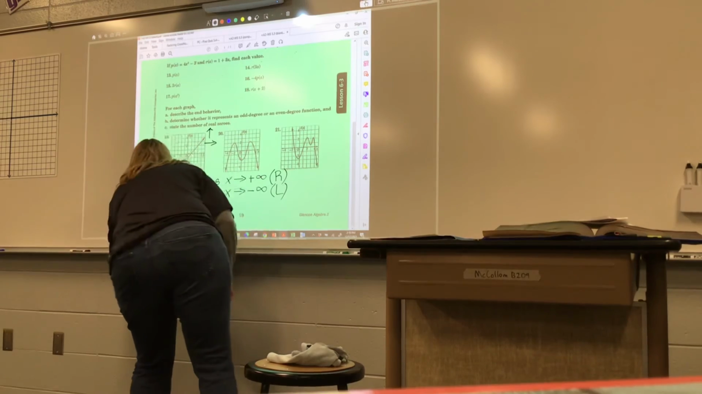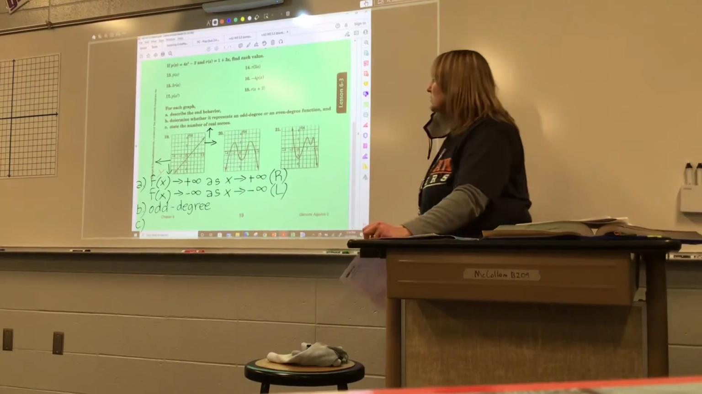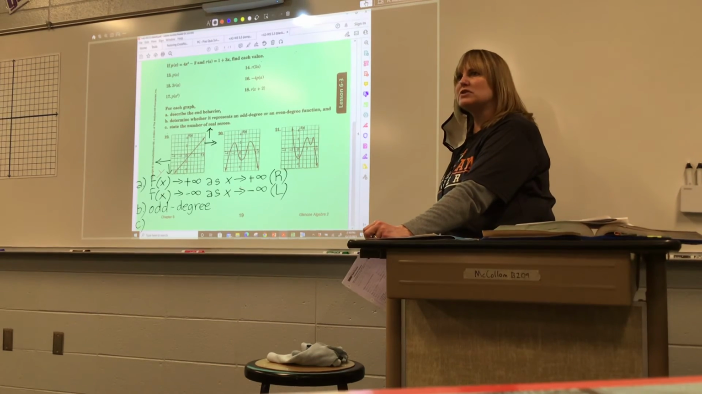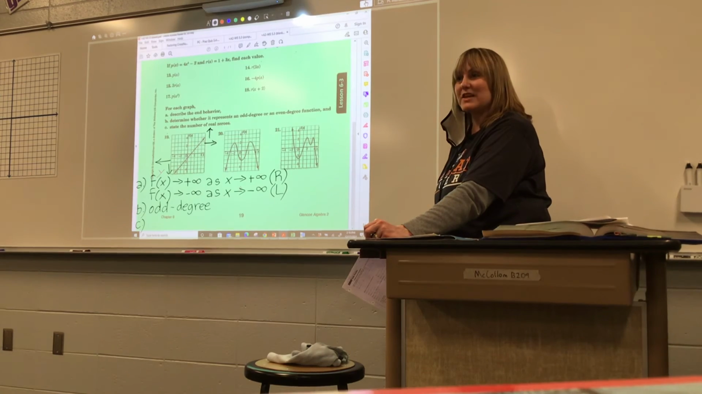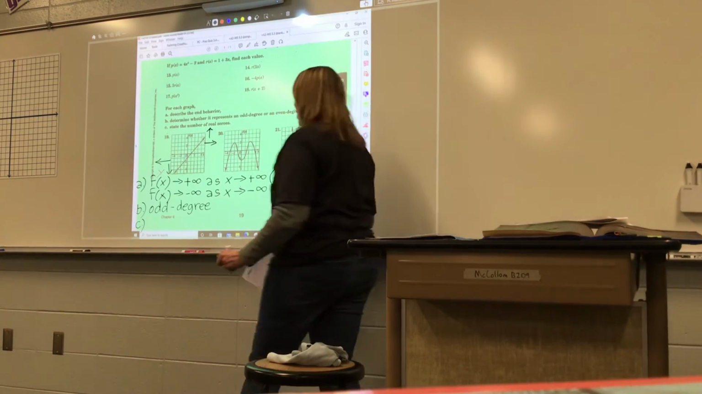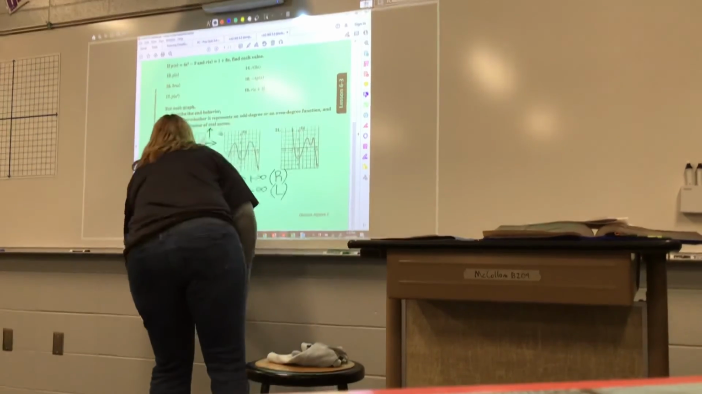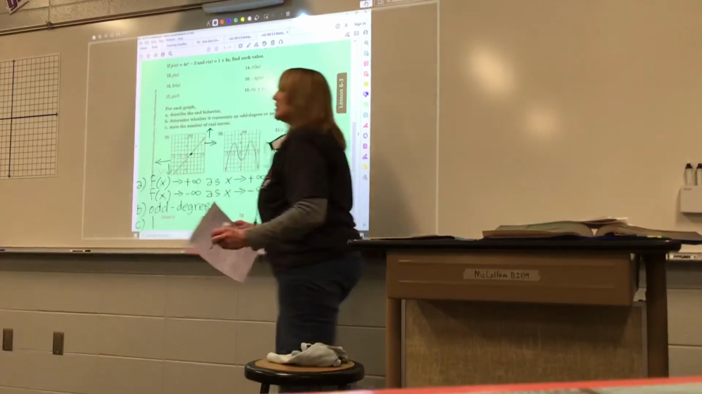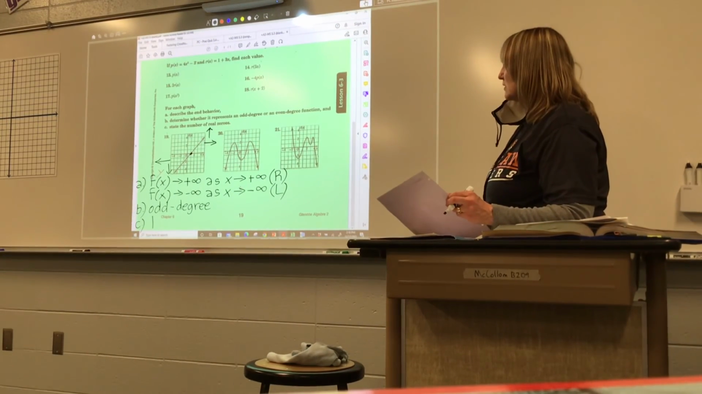This last part says state the number of real zeros. How many places does the graph cross the x-axis? Because zeros are where the graph crosses the x-axis. It crosses once, right here. It crosses the x-axis in one place, so there is one real zero. Does that make sense? Let's try B.